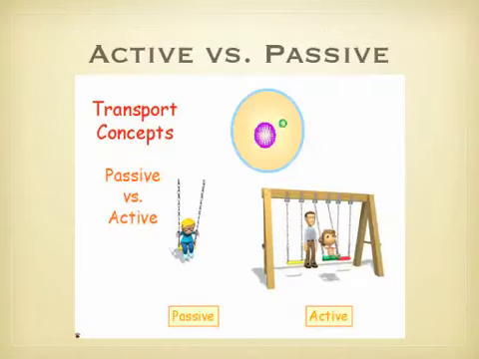Here's a picture to help us visualize. In passive transport, the child really doesn't need any extra help. She can swing by herself. But in active, you need additional energy. See the father pushing the little girl on the swing?